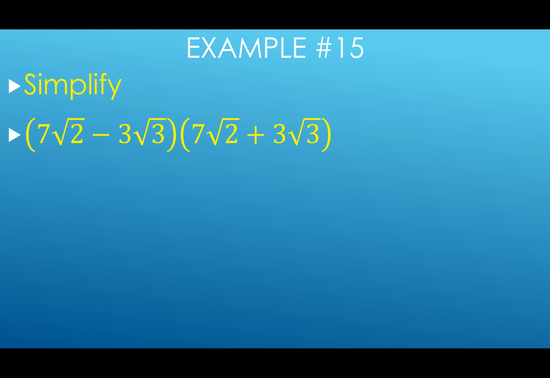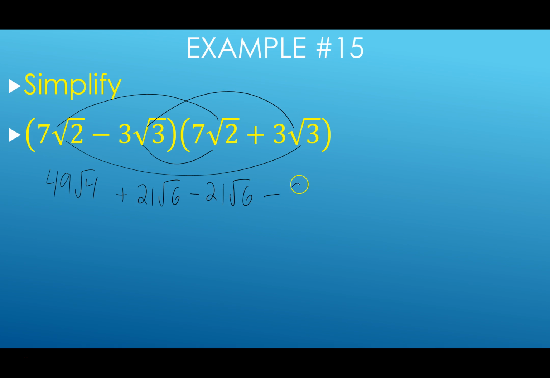Alright, so for this one right here, we have the same idea. Still want to go through the foiling process. This example should look very similar to stuff we've already done, though, so you should be anticipating what's going to happen right here. So we multiply our first terms. We get 49 square root of 4. Our outer terms, we'll get plus 21 radical 6. Our inner terms, we get minus 21 radical 6. And then our last terms, we get minus 9 square root of 9.